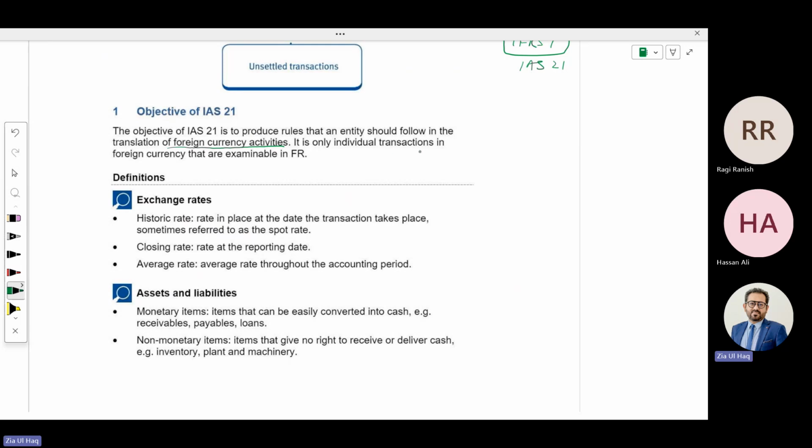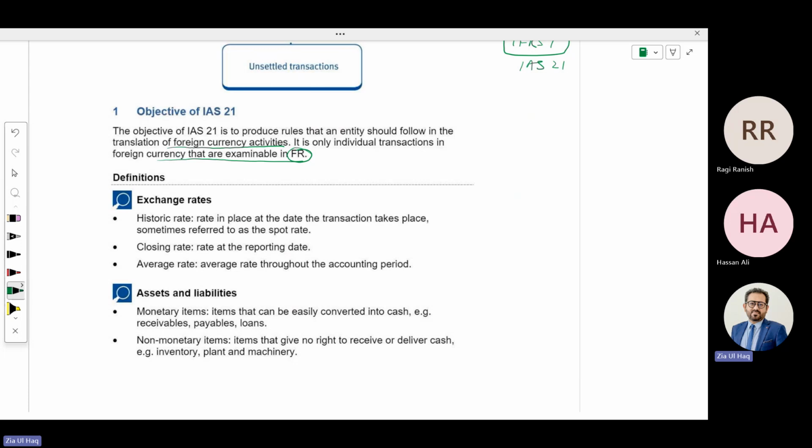It is only individual transactions in foreign currency that are examinable in this paper, financial reporting. In the next paper, that is SBR, you will study how foreign exchange works in group accounting. In this chapter, we are going to discuss individual companies, not group companies. Regarding group companies, we will learn the foreign exchange rules in SBR.